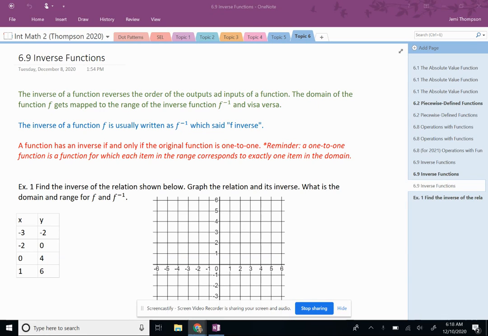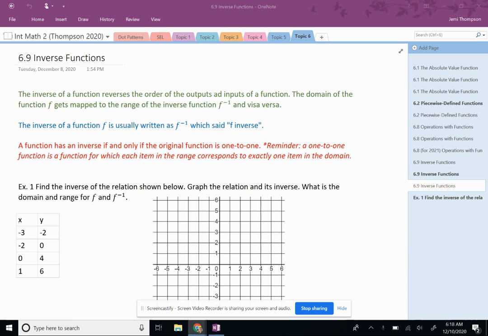Hello. These are 6.9 notes about inverse functions. Today we're going to do an overview of inverse functions, and we're going to look at how they compare in a table, with an equation, and on a graph. As you continue your studies in mathematics, you will look more in depth into inverses, but we're going to roll with some things here.